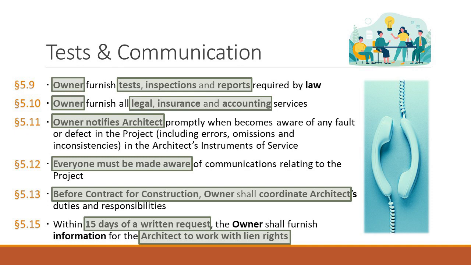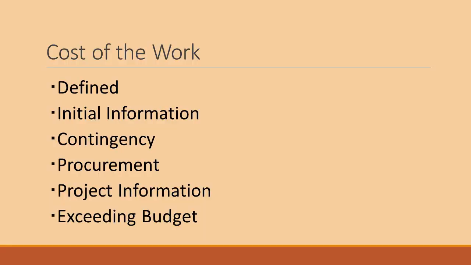Good. Cost of the work. So I talked about cost of the work, and if you remember when we were going through Article 3, or maybe no, actually it was even Article 1, we were talking about the initial information, I pulled in a couple of provisions from Article 6, when we were talking about the difference between budget and cost of the work. So we'll go through this hopefully relatively quickly.